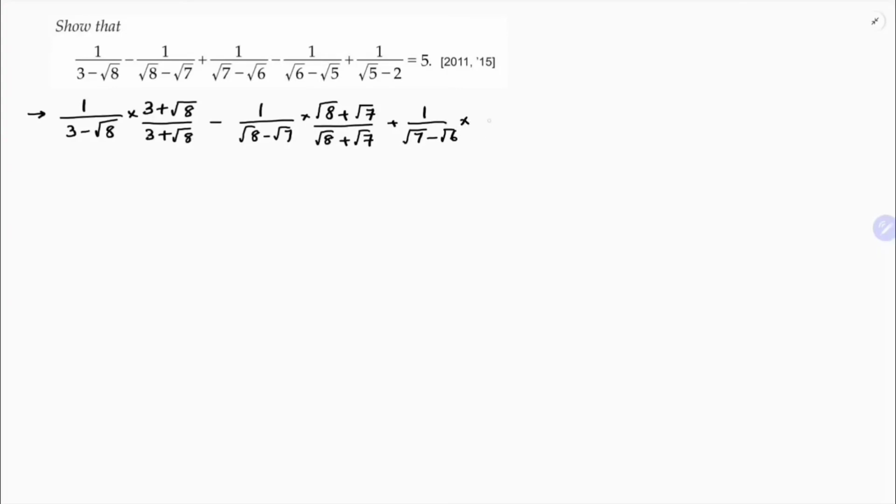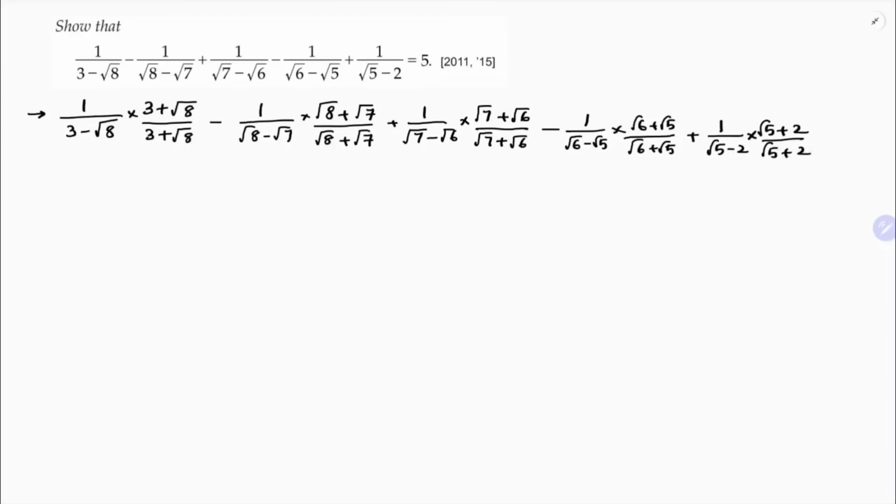Plus 1 by root 7 minus root 6. The rationalizing factor of root 7 minus root 6 is root 7 plus root 6, so multiply and divide by root 7 plus root 6. Minus 1 by root 6 minus root 5. The rationalizing factor of this one is root 6 plus root 5, so multiply and divide by root 6 plus root 5. Plus the last term here, 1 by root 5 minus 2. The rationalizing factor is root 5 plus 2, so multiply and divide by root 5 plus 2.